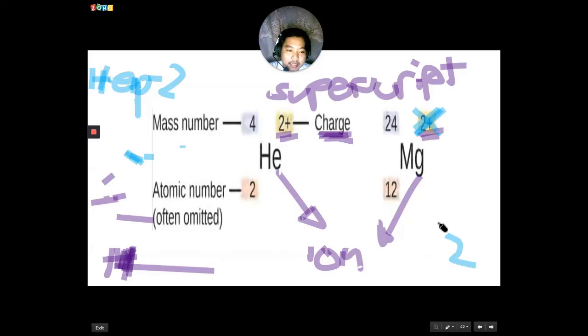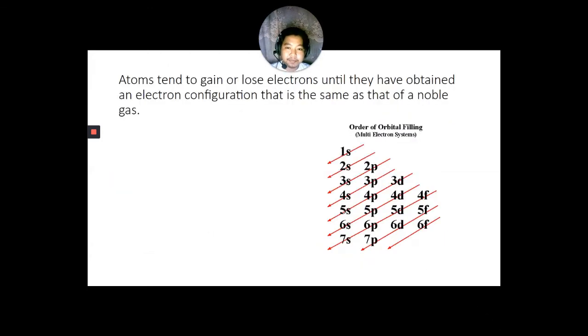Ayan, gumagana na. So, your proton is 12. 2 ang charge niya, so it will release 2 electrons. So, instead of having 12, you'll just get 10 electrons. Anyways, let's proceed to the next slide.